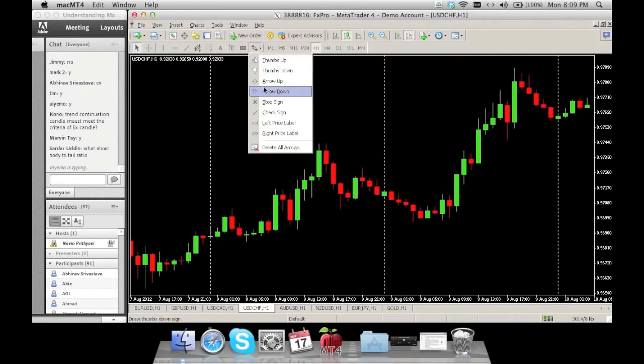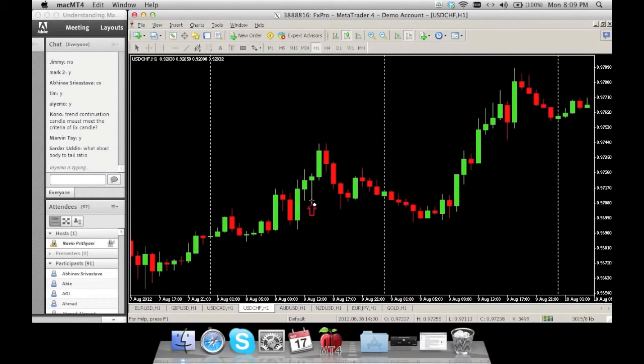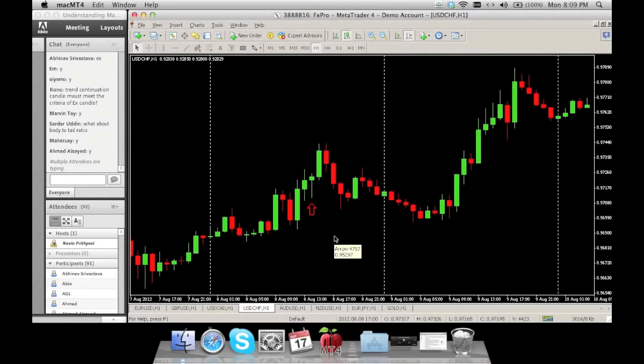Okay, tell me about this one. Is this a trend continuation pattern? Okay, I'm getting yes and no's. Are you guys saying yes because the next candle went long? What is the reasoning behind it? Give me reasons.